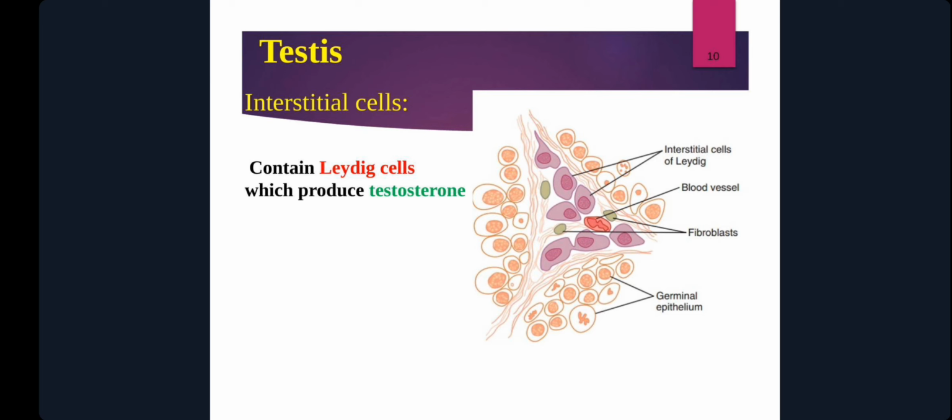So another name for Leydig cells in some textbooks is interstitial cells. The function of Leydig cells or interstitial cells is producing testosterone. Testosterone is produced by Leydig cells, and this testosterone initiates spermatogenesis.